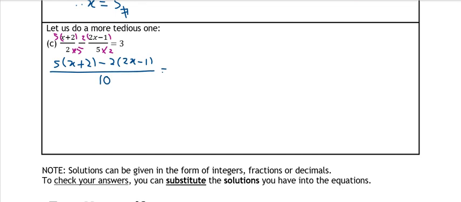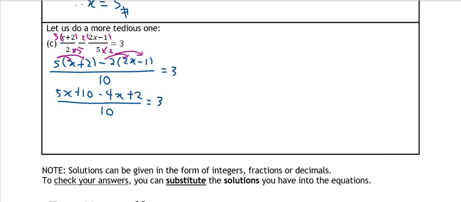You have to make this into a single fraction. When you see a bracket, you can expand. So this one you have to expand negative 2. You will have 5x plus 10 minus 4x. Negative 2 times negative 1 will be positive 2. Everything over 10, and this whole fraction will become 3. Now I will simplify: 5x minus 4x is x, and then 10 plus 2 is 12. So everything over 10.